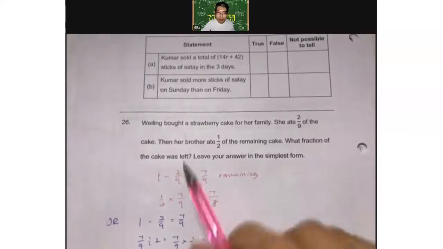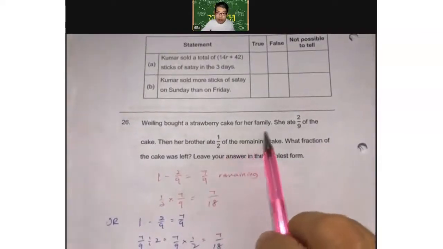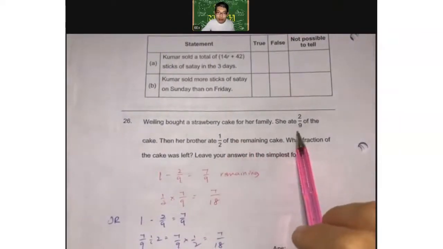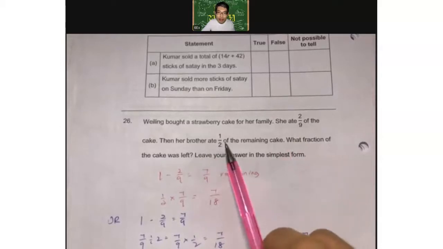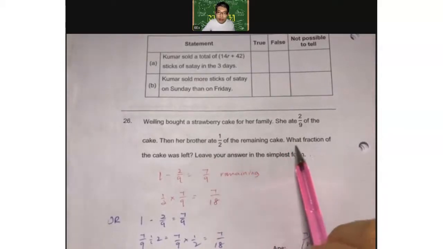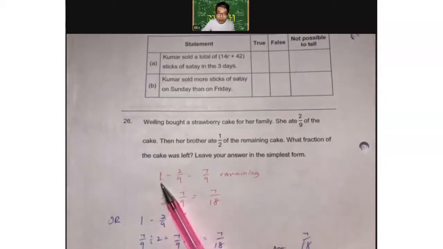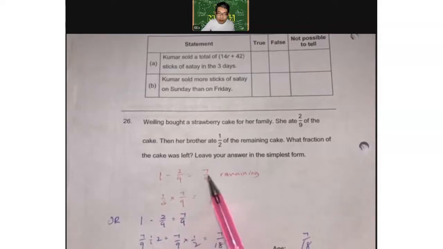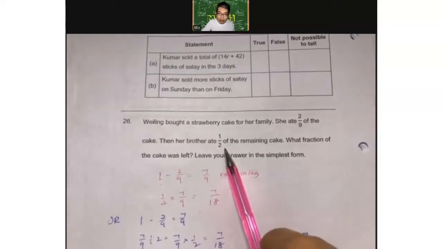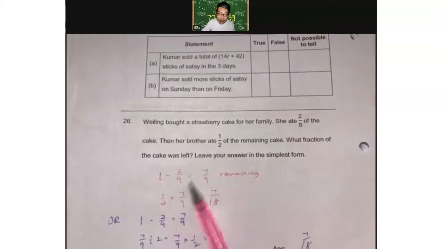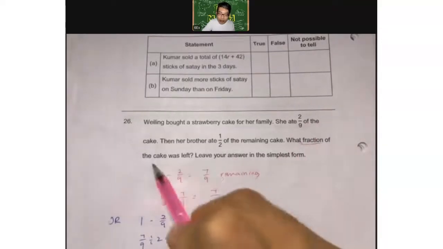Now, Wei Ling bought a strawberry cake for her family. She ate 2/9 of the cake and her brother ate half of the remaining cake. So what fraction of the cake was left? Well, there was one whole cake at first, and then 2/9 were eaten. So there were 7/9 of the cake remaining. Of the 7/9 of the cake remaining, the brother ate half of it. So what is the fraction of the cake left?